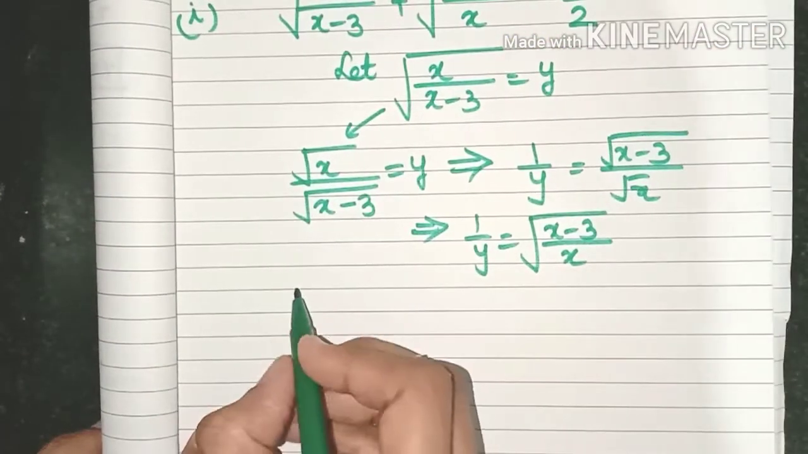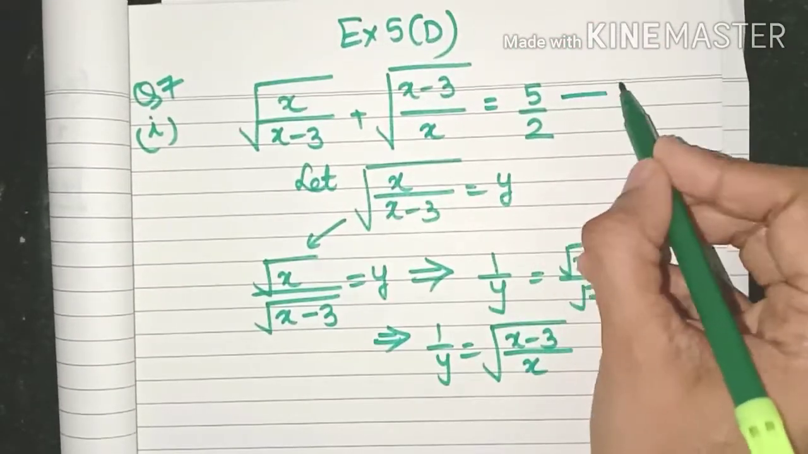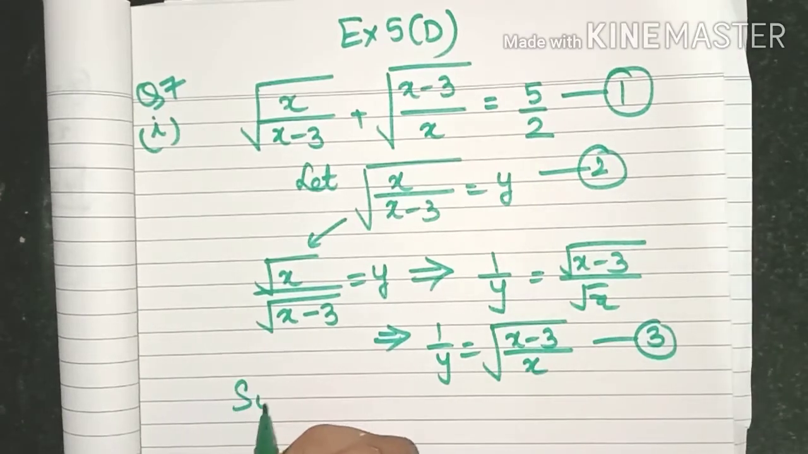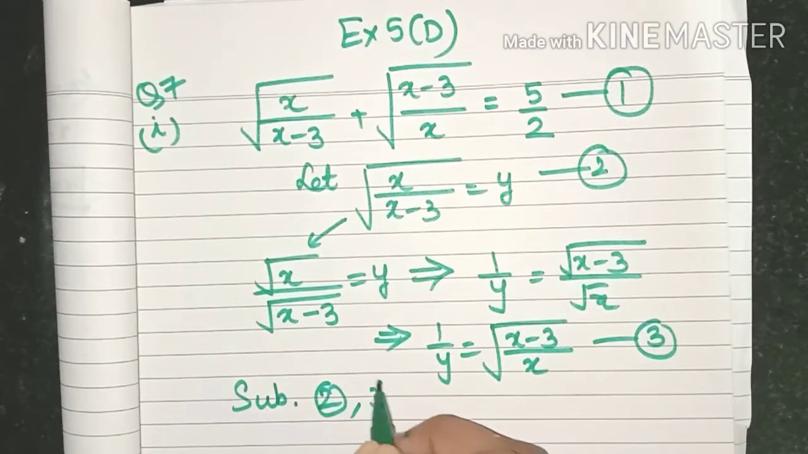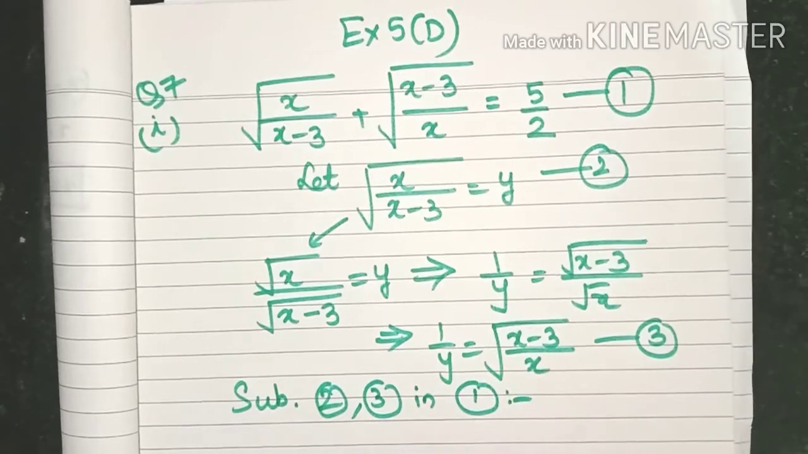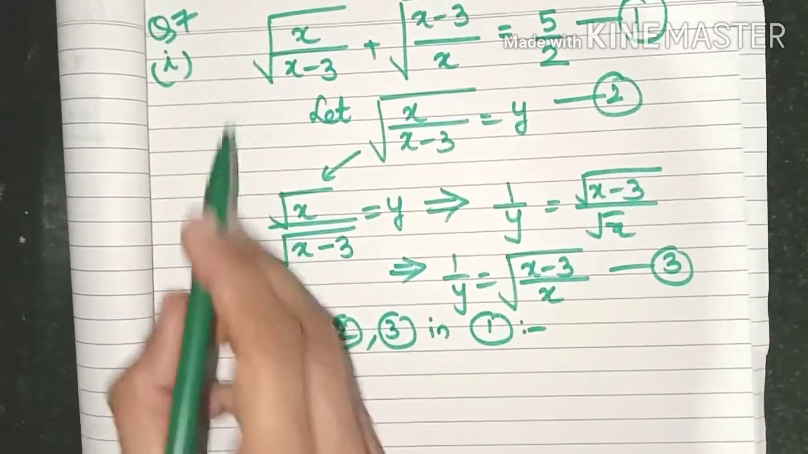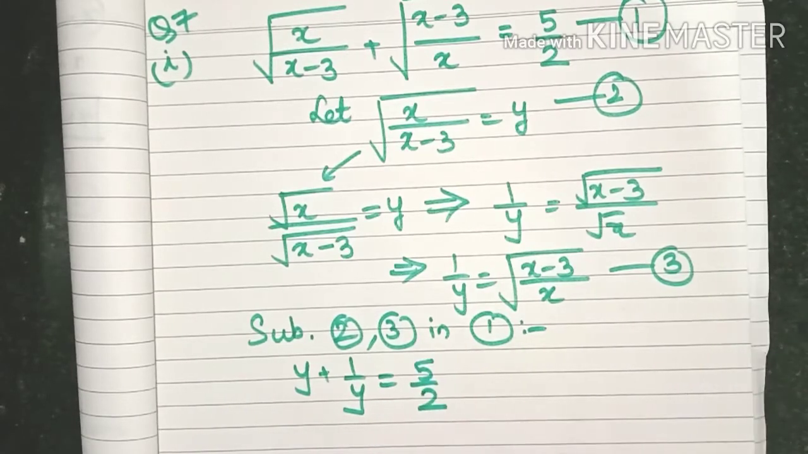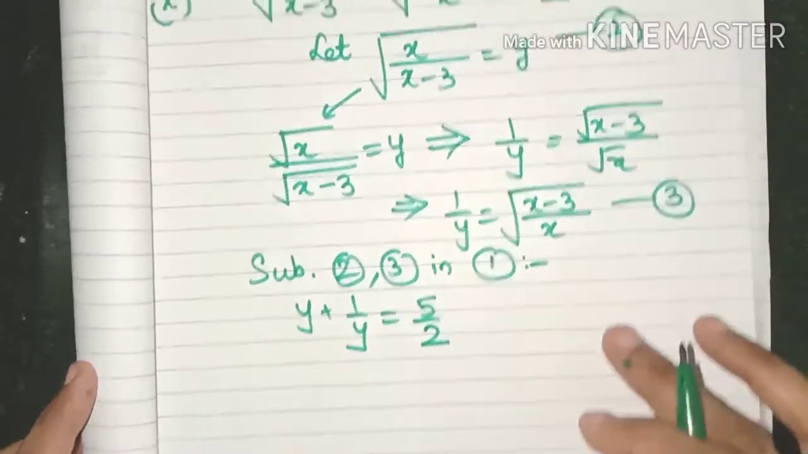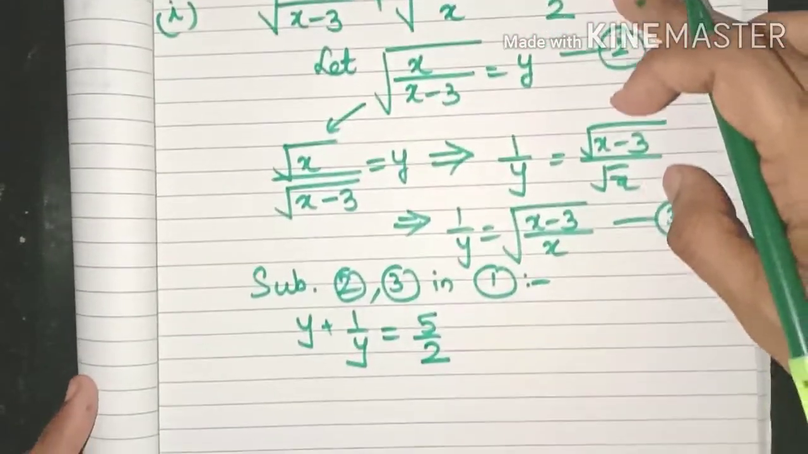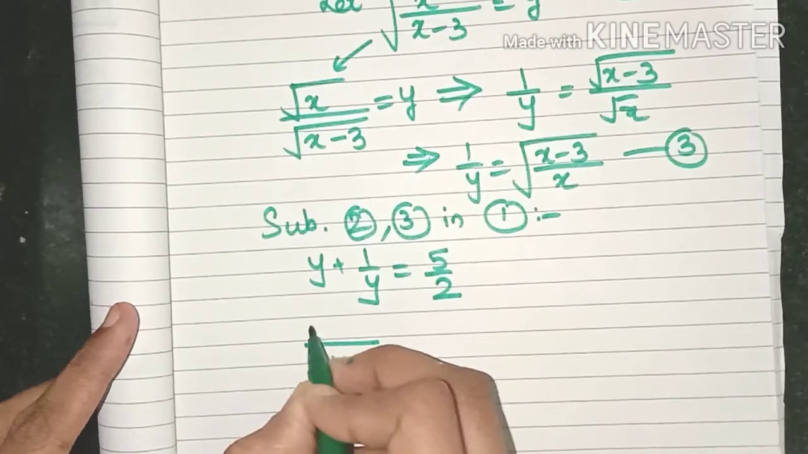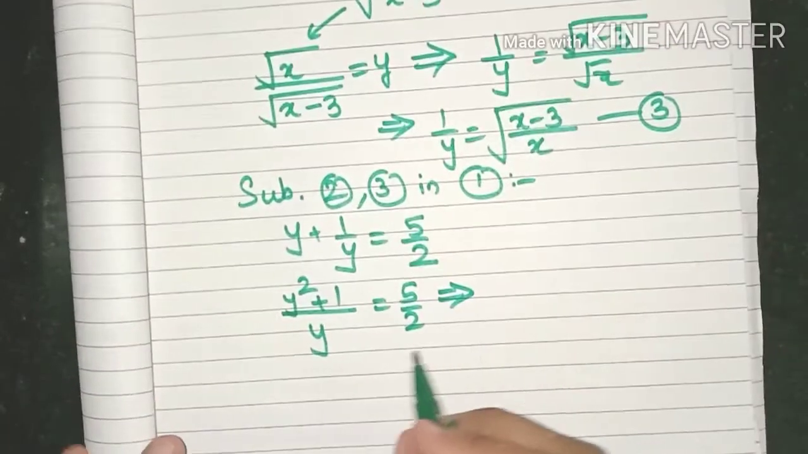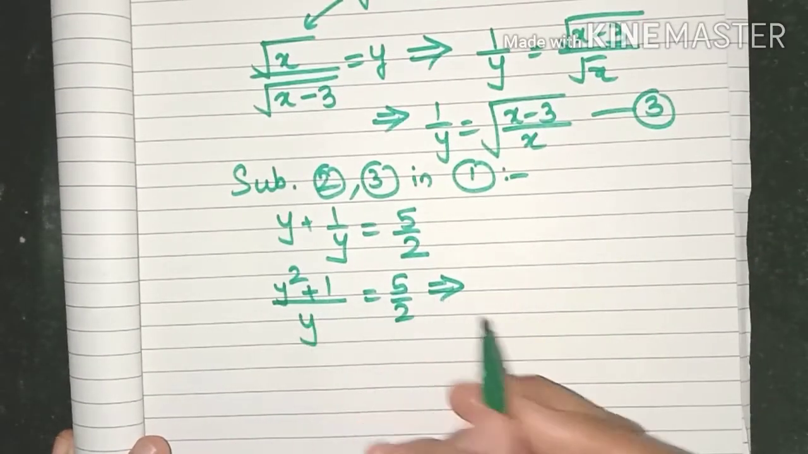Now we can substitute. If I call this equation 1, and these equations 2 and 3, you have to substitute equations 2 and 3 in the first equation. So when you do that, we get y plus 1 upon y is equal to 5 upon 2. Now this is so simple compared to the original equation, is it not? Now we can take the LCM. We'll get y square plus 1 over y equal to 5 by 2. Now I'm sure you know that we have to do the cross multiplication.